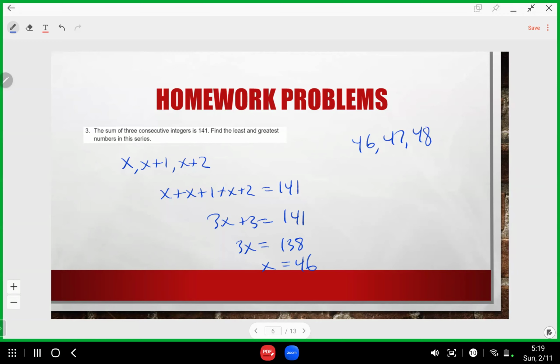I mean, you could really just do it like x, x minus 1, x plus 1. So then it's just like 3x is equal to 141. And then you immediately get the middle number. So this one's a bit faster, but your way is fine too. It's a very good job. So whoever got 46, 47, 48, yeah, that's correct.